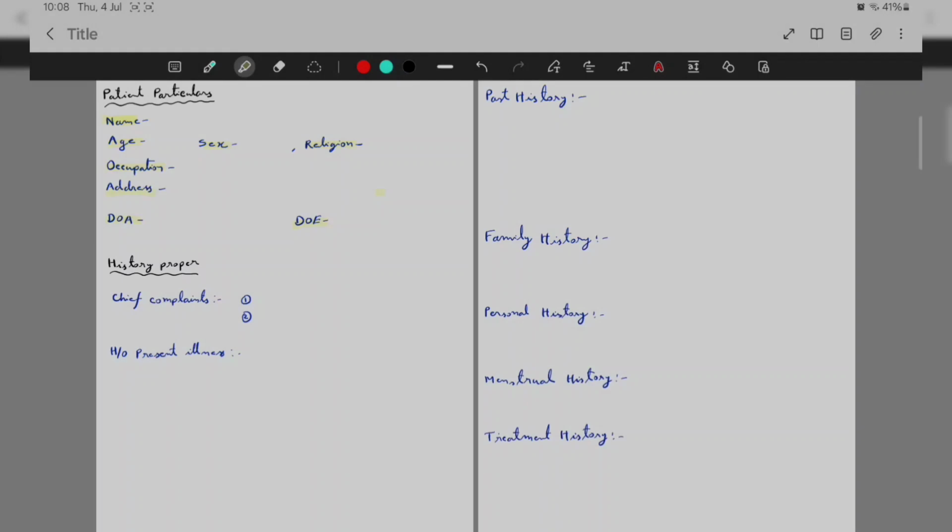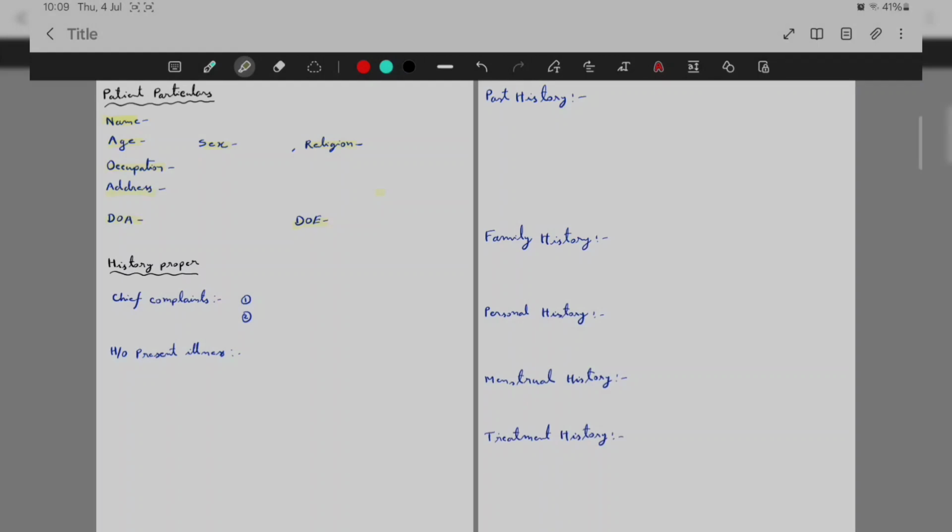Then the sex is also important, as a few diseases are prominent in males and a few in females. Like menstruation related problems are found in females, while in males we don't find such cases. Then the religion is also important because certain diseases are prominent in certain religions because of their dresses and habits. For example, vitamin D deficiency is prominent in Muslim females because of their dress.